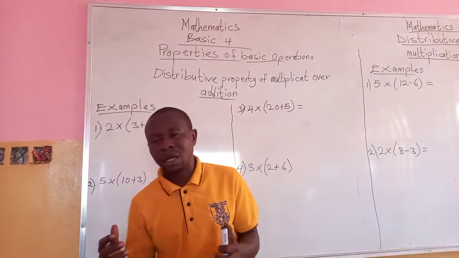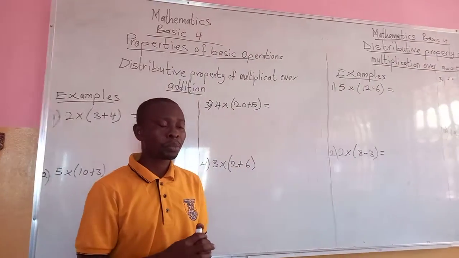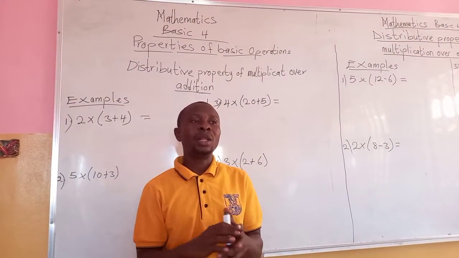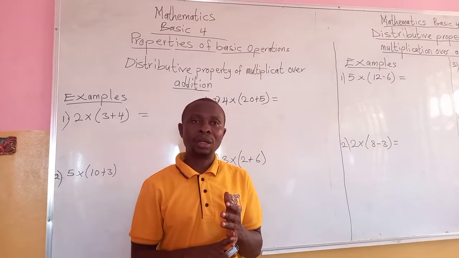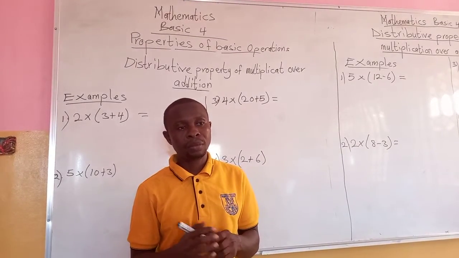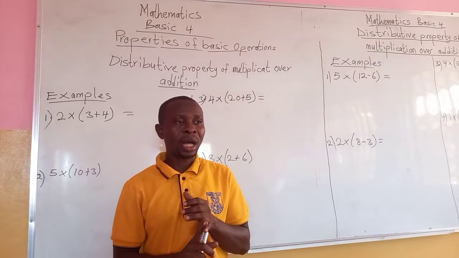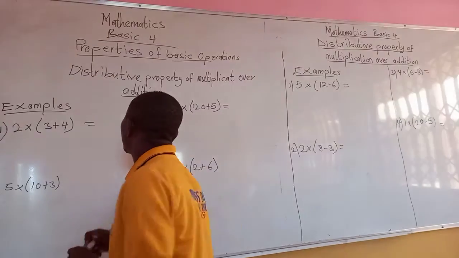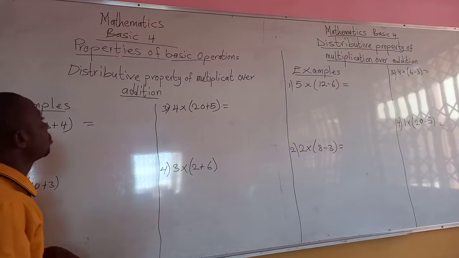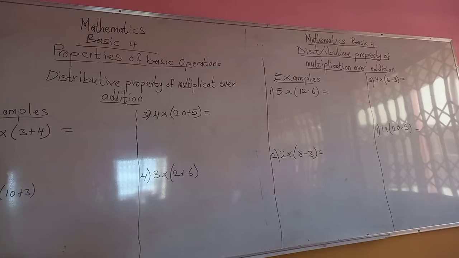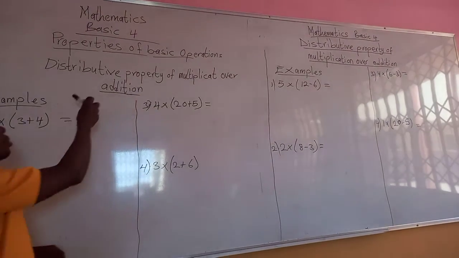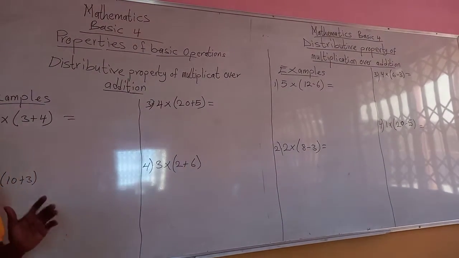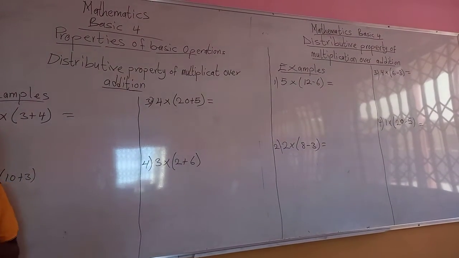And we learned in associative property that we deal with three numbers. And the operations are addition and multiplication. Very good. Today we are going to look at the distributive property. The first we'll be looking at is the distributive property of multiplication over addition.